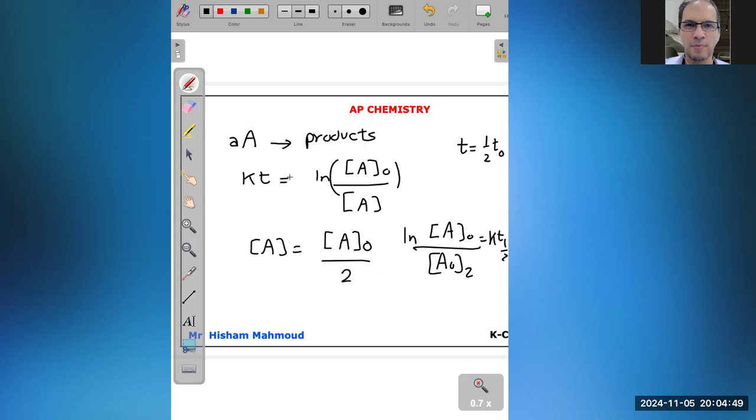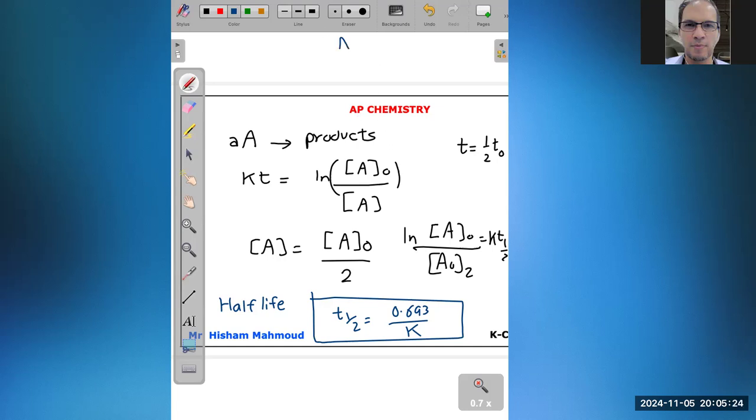I don't want you to know all of this. I need you to know the final equation only. If you want to calculate t half, how much time the half-life will take, in first order reactions only, t half equals 0.693 over k. I don't want you to know how this comes, just memorize the equation. t half equals 0.693, the same number every time, which comes from ln 2, divided by k. This is a general equation always applied to t half in first order.